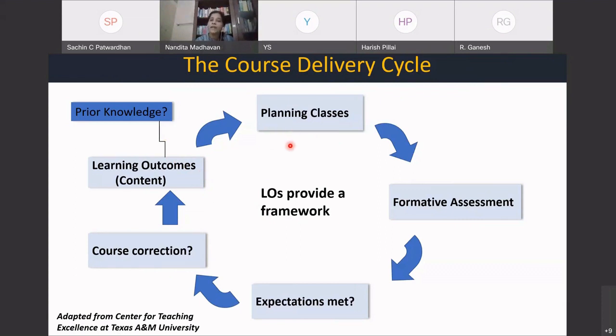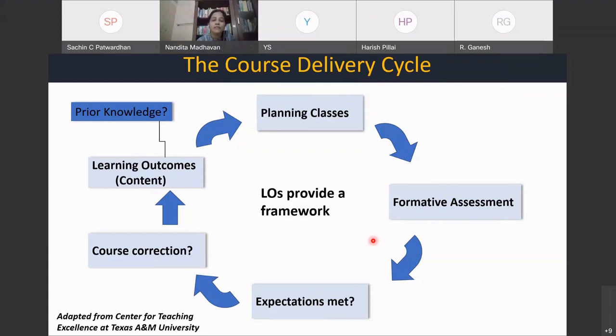The second stage is planning the classes. So each class, as I said, we put an effort in planning the lecture material. Then you have formative assessment, which is what we use to essentially identify whether expectations are being met on both sides. So are we able to meet the expectations based on our lecture delivery content? Are the students able to meet the expectations? So formative assessment is also very useful for the students to figure out if they are meeting the expectations, yes or no.